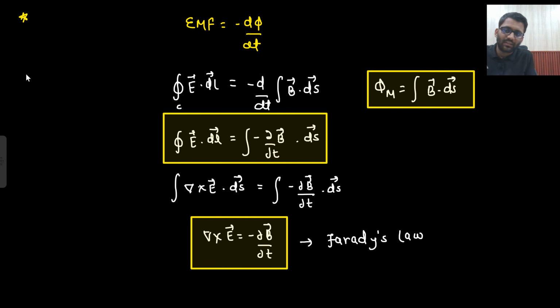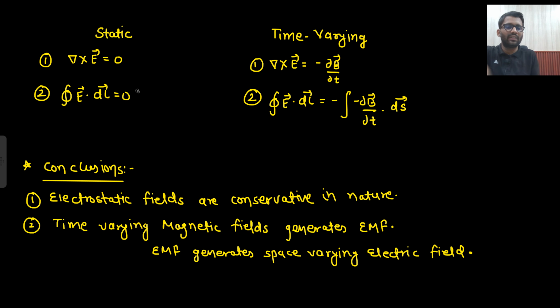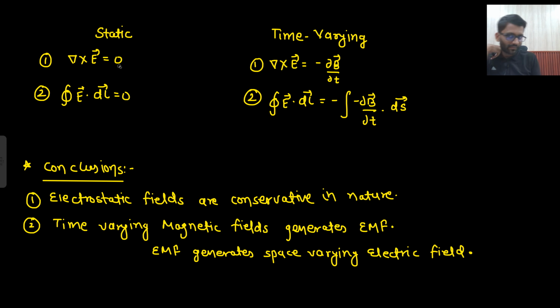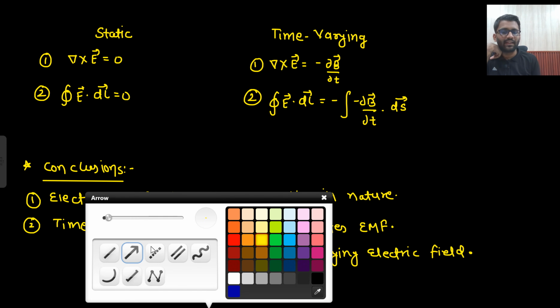For the static case, in the next page we will write down the conclusion. So for the static case, what did we study? Del cross E is 0. In that case, nothing was varying, there was no time variation. The magnetic field was not time varying. But here, if the magnetic field changes with respect to time, it will generate some EMF, and because of that EMF, you will have an electric field. Is that clear to you? So this was the static case, and this is the time varying case.